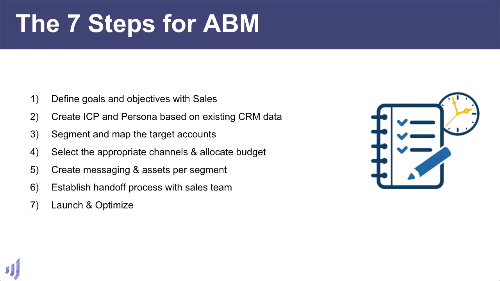You need to allocate the budget. Then we want to create the messaging and the assets that are going to be specific for that segment of accounts and persona. And then again, we go back to sales. We want to make sure that we have a very efficient process on how these accounts are going to be handed off to sales and taken back from marketing, and how the whole relationship works. And then we're ready to go live. And once we launch, that's not the end of the program. That's actually the beginning. That's when the bulk of the work starts, which is optimizing, looking at what works, what doesn't, things to change, things to scale, things to cut.